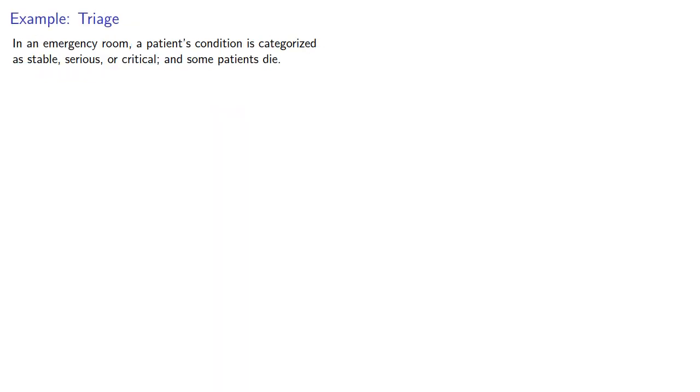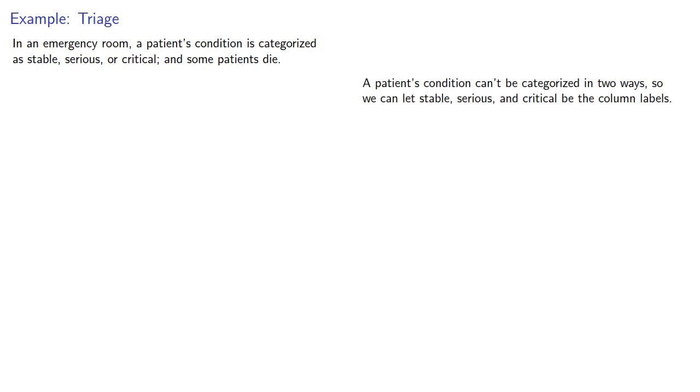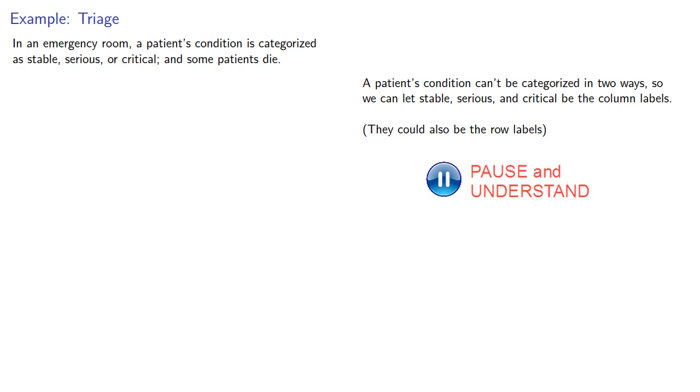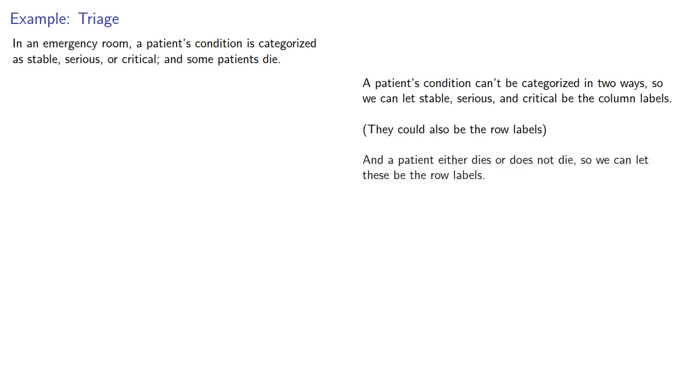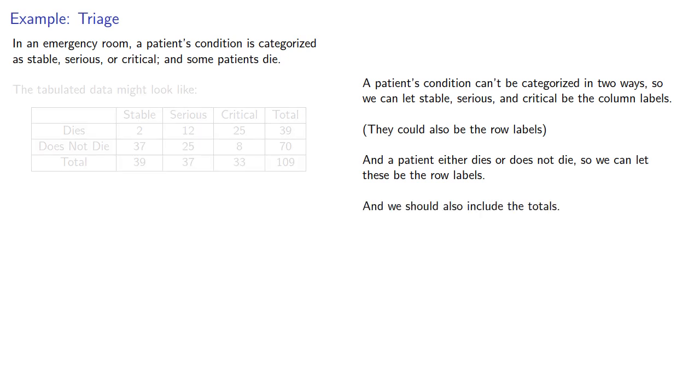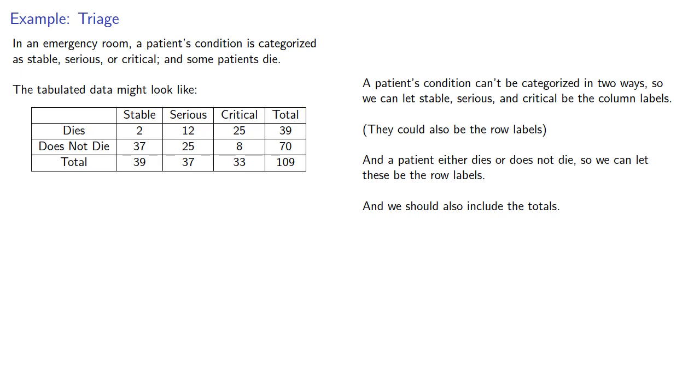For example, in an emergency room, a patient's condition is categorized as stable, serious, or critical, and some patients die. Now, a patient's condition can't be categorized in two ways, so we can let stable, serious, and critical be the column labels. They could also be the row labels. And a patient either dies or does not die, so we can let these be the row labels. And we should also include the totals. And so our table might look something like this, and filling in the tabulated data, we may get something like this.